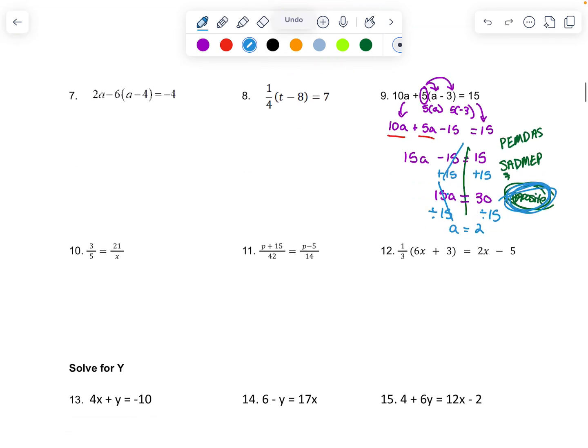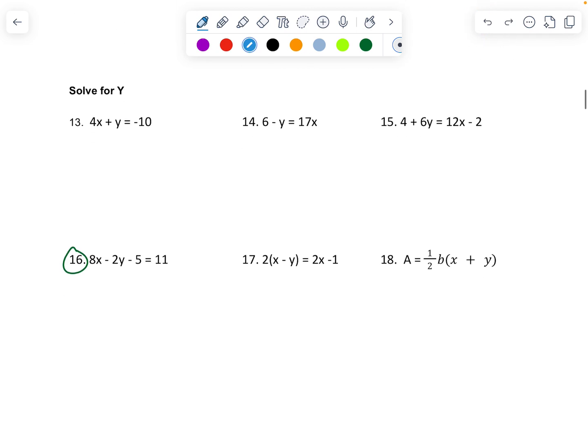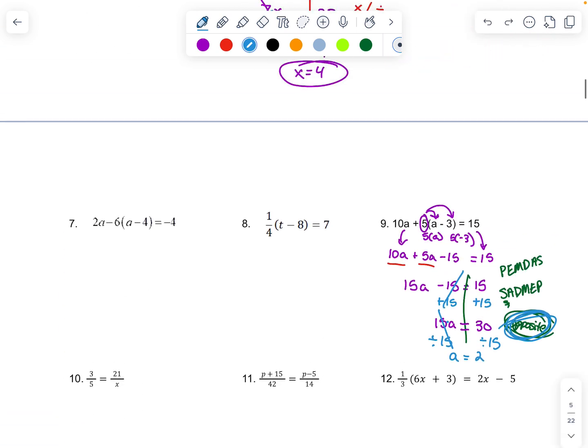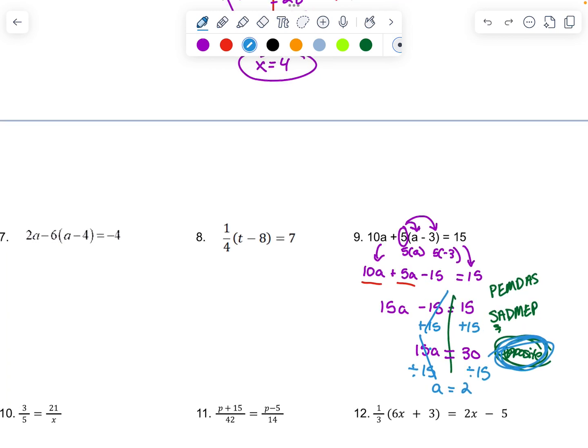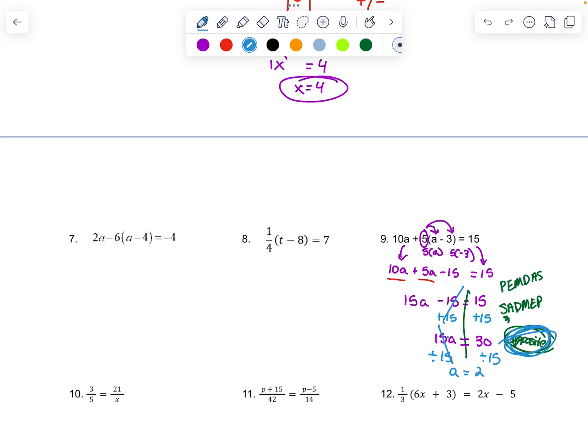There will be more difficult problems in this section, but that is the gist of it. You are going to combine like terms. You are going to do PEMDAS backwards or SADMEP, and then you are doing the opposite of everything you see in order to get a variable by itself.